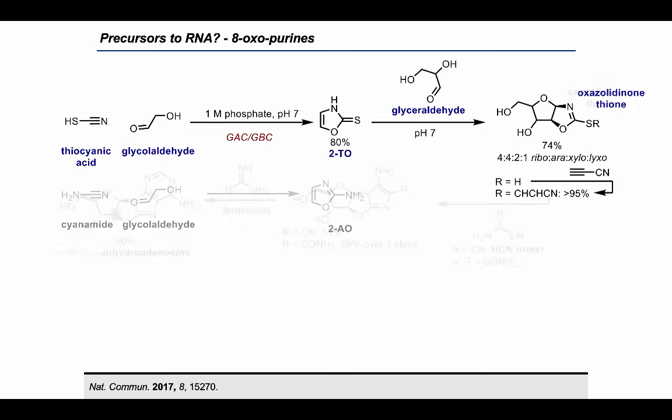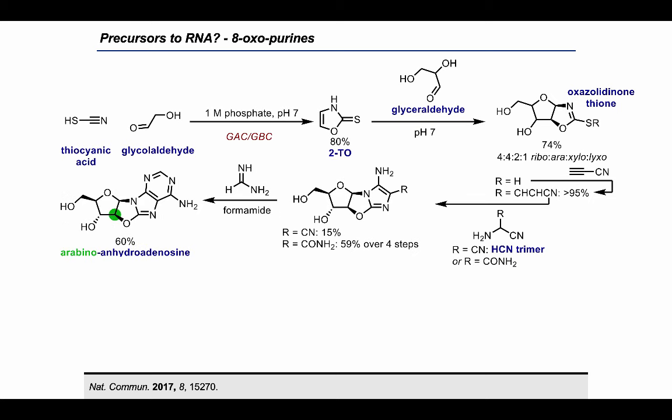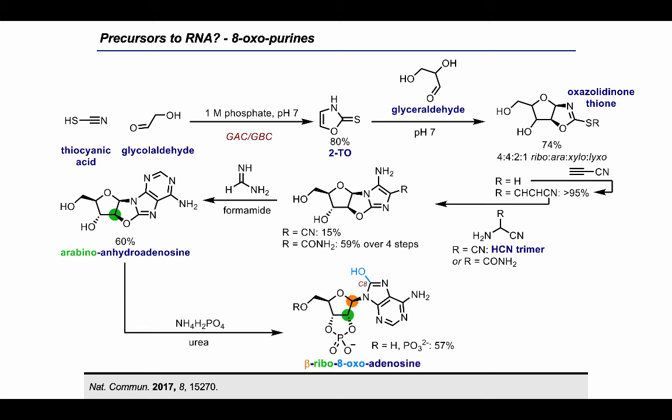nucleotides. Reaction of this intermediate thione with the trimer of HCN followed by incubation in formamide gives an anhydropurine, which can be phosphorylated in the dry state to give 8-oxoadenosines. These beta-ribo 8-oxonucleotides are capable of base pairing with pyrimidines, and the oxidation level of these 8-oxopurines allows their assembly as their ribonucleotides through the same strategy as canonical pyrimidine ribonucleotides, as shown earlier.